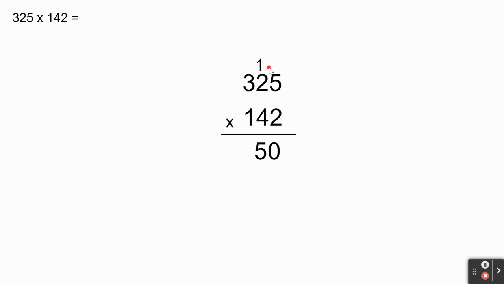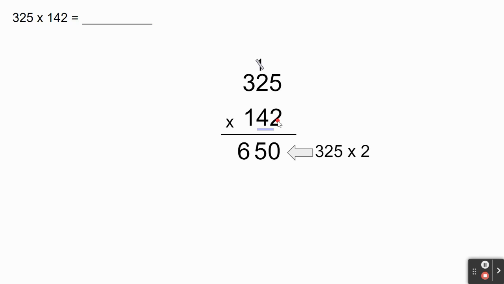Now we can multiply 2 by 3, since the 3 is in the hundreds place. 2 times 3 is 6. Notice that for each of these times that we multiplied, we always multiplied by the 2, since that's in the ones place, and we first multiplied by the ones, then the tens, then the hundreds. We're going to do the same order, multiplying by the 4 in the tens, and then multiplying by the 1 in the hundreds. So the answer 650 is the result of multiplying 325 times 2.